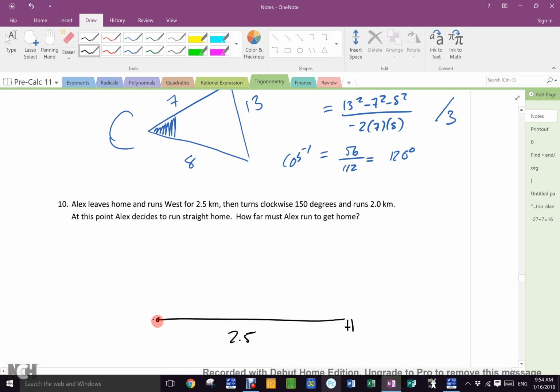And it says I'm going to turn 150 degrees. So at this point, I'm turning, so this is where I start counting. And I'm turning 150, yes? So I'm going this way 150 degrees.